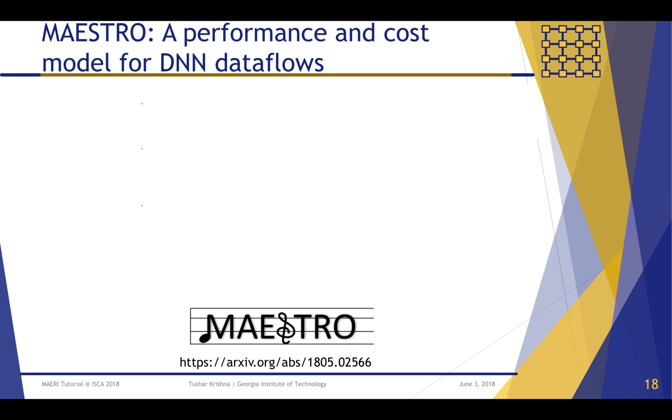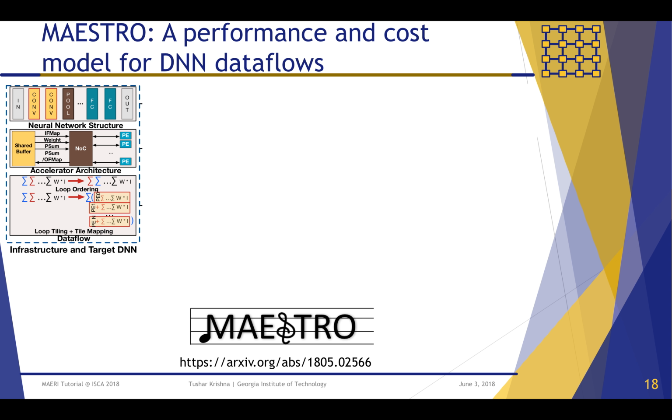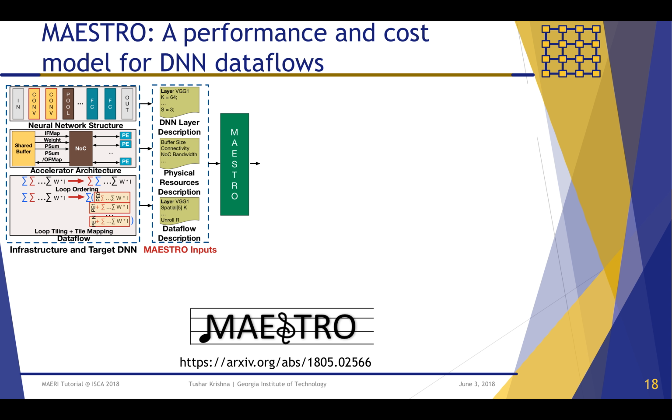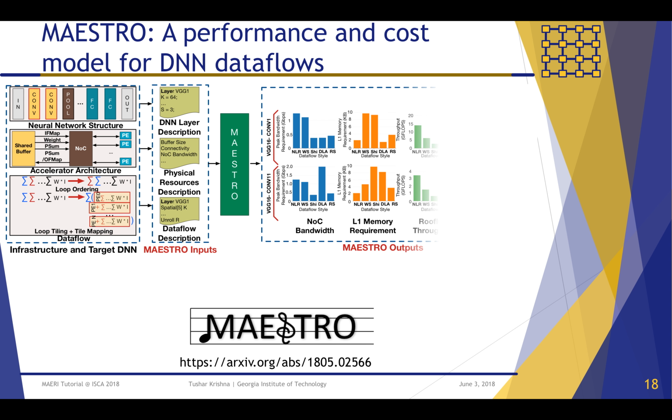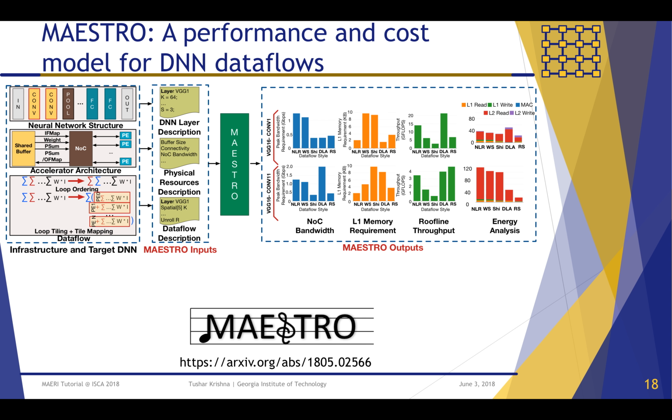So as a quick preview before we go into those details, on the Maestro end, the idea is you have some target DNN, you have some accelerator architecture, and you have some data flow that we let you specify. So these are taken as input parameters into the tool, and the tool essentially gives you statistics like what are the memory access counts across the memory hierarchy, what's the roofline throughput you need, what's the interconnect bandwidth you need to support these kinds of things, and you can also plug it into an energy model to get energy analysis. So this is a snapshot of what Maestro lets you do.